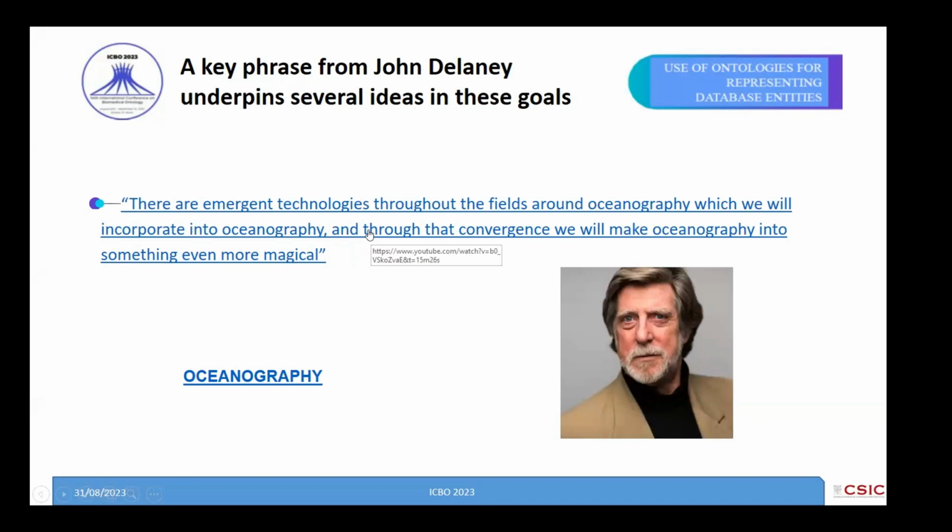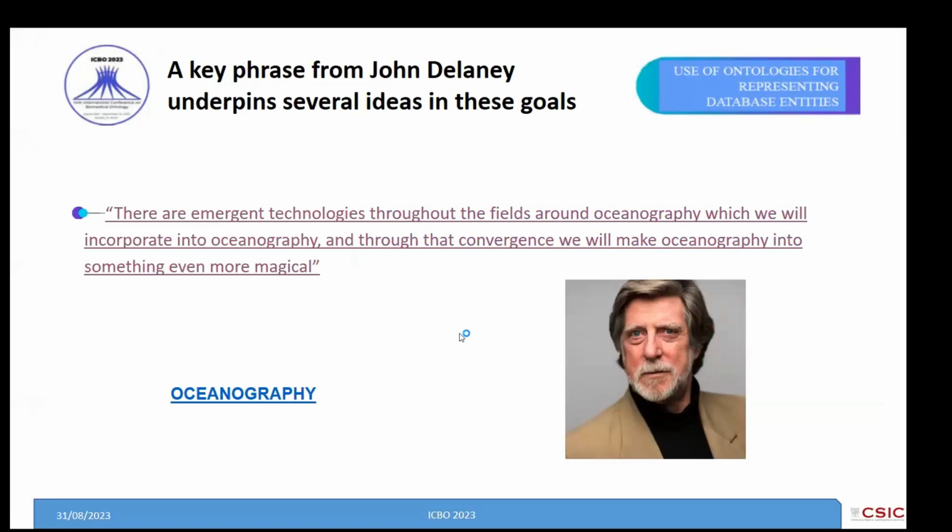There are emergent technologies throughout the fields around oceanography, which we will incorporate into oceanography, and through that convergence, we will make oceanography into something even more magical. Those techniques are artificial intelligence, neural networks, ontologies.